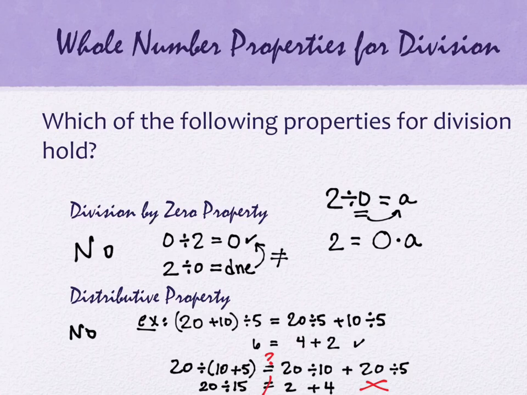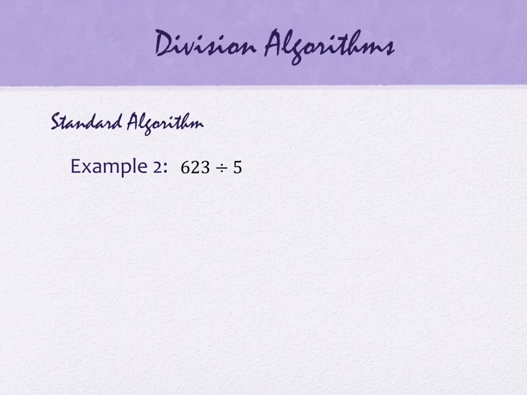Okay, there are actually only 2 division algorithms. The standard algorithm, which you know, and then there's one called repeated addition, which will look like something we introduced last time. Okay, so let's do the standard algorithm first. We have 623, and we're going to divide by 5.